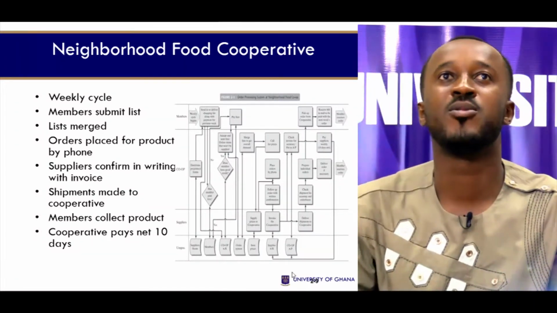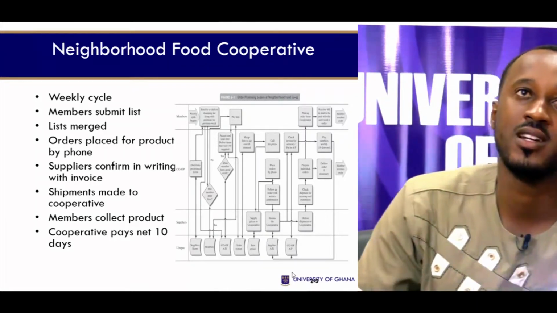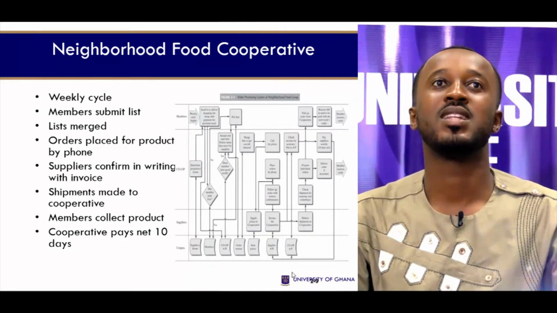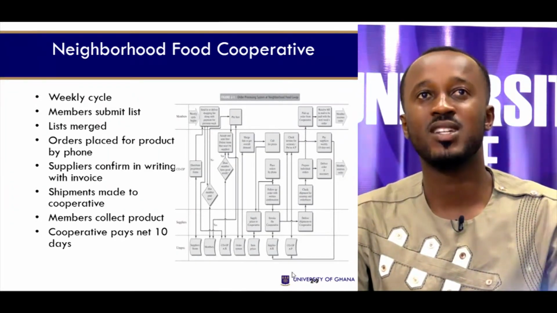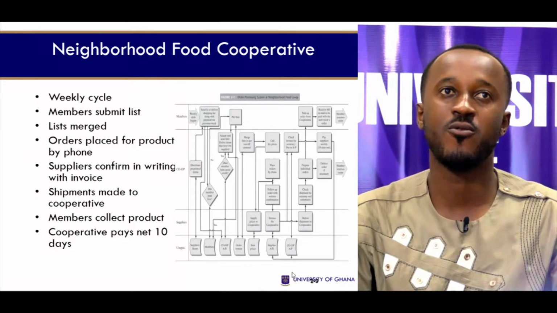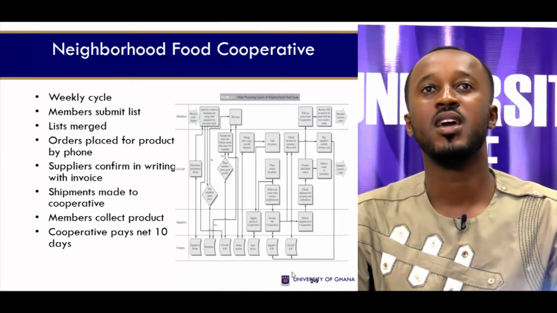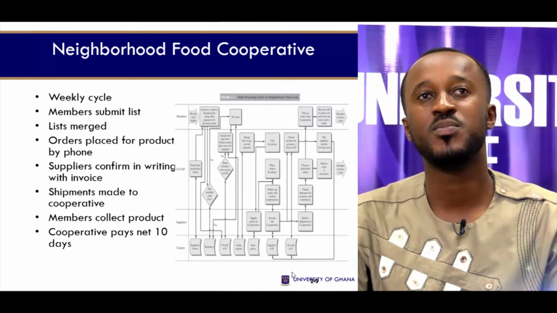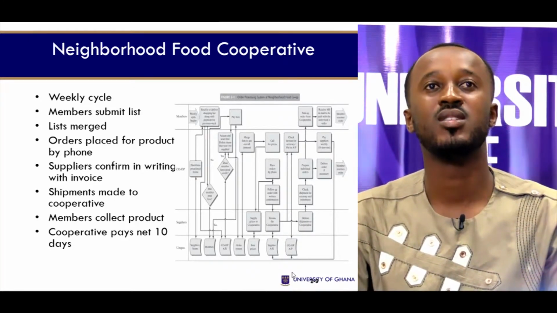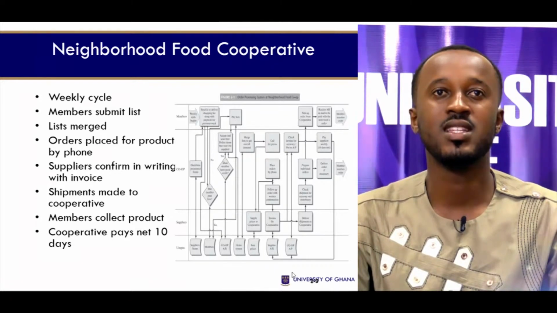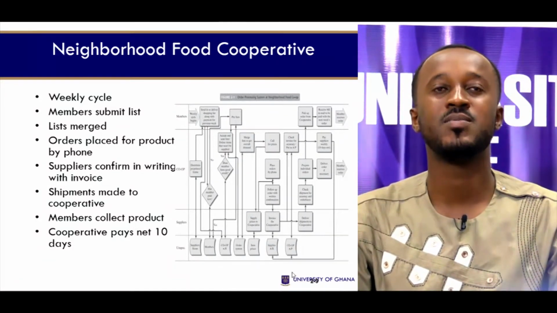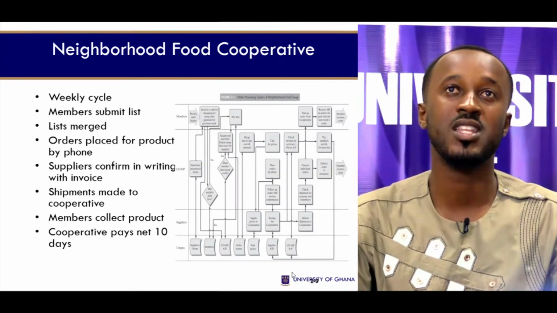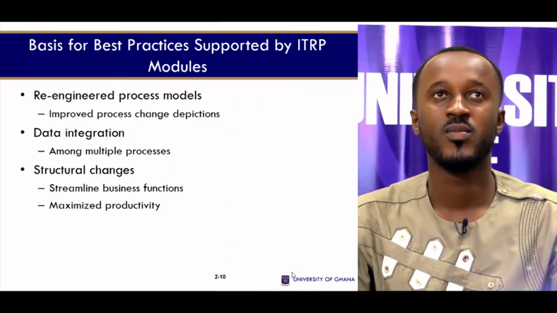So this is an example of a neighborhood food cooperative, an organization which has a weekly cycle, and members submit lists. These lists are merged, orders are placed for products by phone, and suppliers confirm in writing with an invoice. Then the shipments are made. Then the members collect their products, and these are supposed to be paid within 10 days net. So this is just an example of a working organization known as the neighborhood food cooperative.